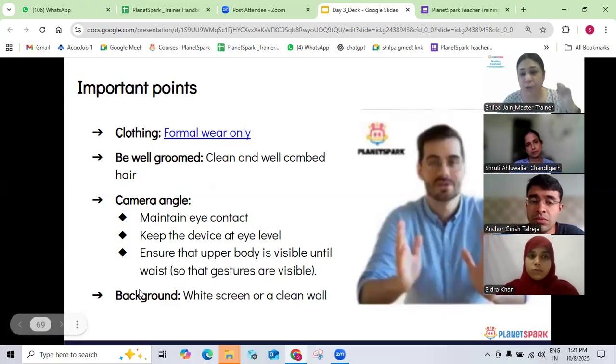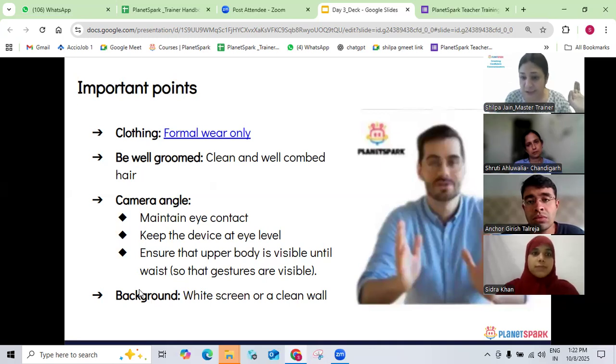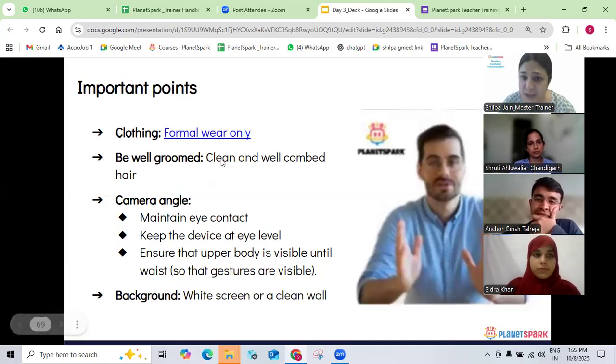Willow will not allow you to blur your skin or a screen or use any backdrop. So please make sure it's a clean wall or a white screen. Like Sidra, perfect angle for attempting your mocks because it's a wide screen. Anchor Girish, I can see some wallpapers behind you, not the right camera angle. Shruti, the door is visible, not the right camera angle. So it has to be a clean wall or a white screen.